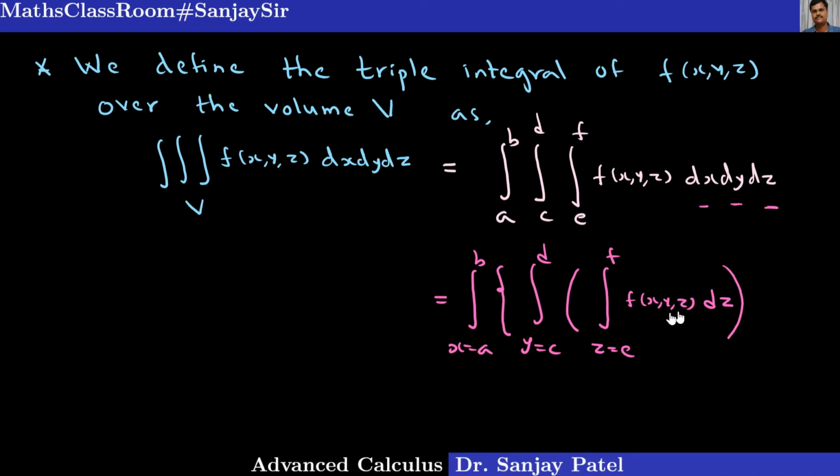So this function, when you integrate with respect to z, x and y are kept as constant, and we integrate as a simple function of one variable z, and then we put the limits of integration, z is equal to f and z is equal to e. So we get some expression as a function of two variables x and y, and then it is to be integrated with respect to y, as usual, and finally with respect to x. So this way you can compute the triple integral over the given volume.